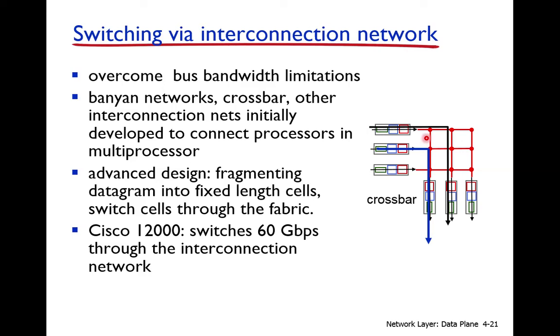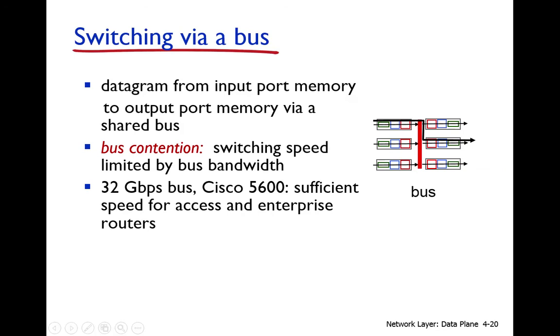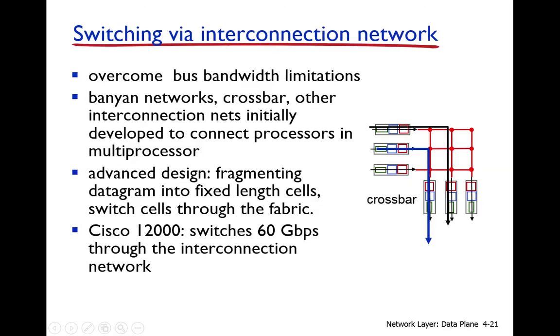The disadvantage is that we require more links, so its structure is complex. But it overcomes the bus bandwidth limitation. In the last slide we discussed that using the bus as a switching fabric technique, one input port can forward data at a time. But in the crossbar approach, two or more can forward their data packets, provided their packets don't intersect in the crossbar.